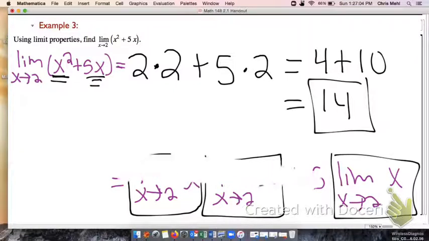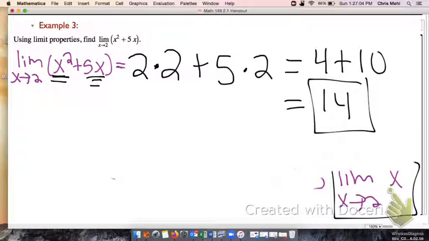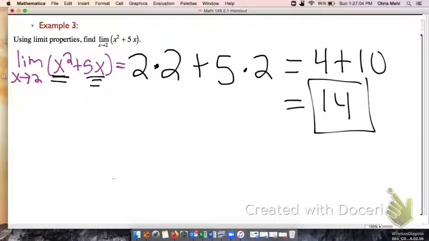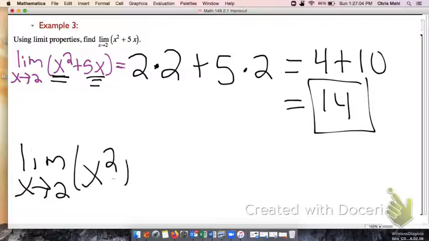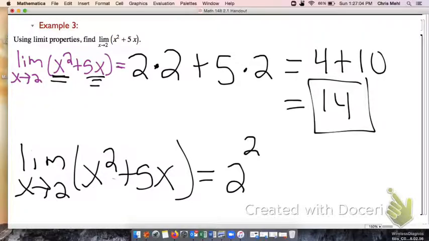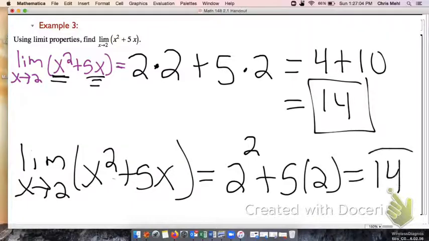Now, there is just a better way. x squared plus 5x is a quadratic function, but it is a polynomial. So if you're doing the limit as x approaches 2 of x squared plus 5x, it turns out that if you just plug the limiting value of 2 in for x, you'll get 2 squared plus 5 times 2, which will also give you 14. So the limit of a polynomial is the same as the value of the polynomial at the limiting value. So that's the next theorem.